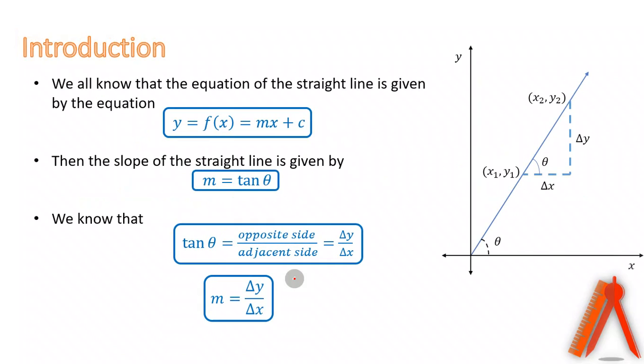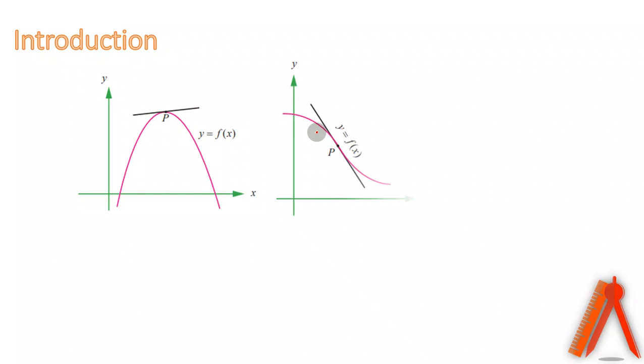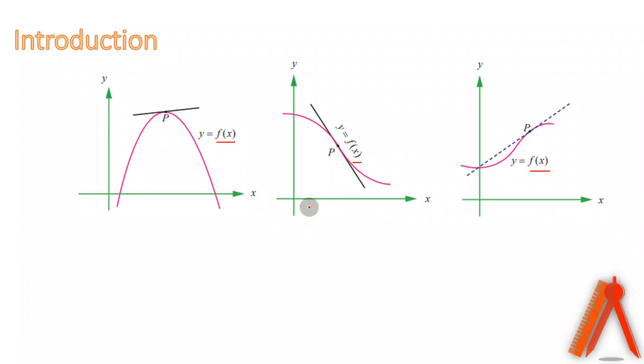In the previous case, I explained the straight line passing through the origin, so the equation f of x is equal to mx. But over here, I have provided three different graphs, each with its own function. Over here a function, over here a function, and over here another function. This is not a straight line. This is an inverted parabola, this is an inverted sigmoid shape, and this is a sigmoid shape.